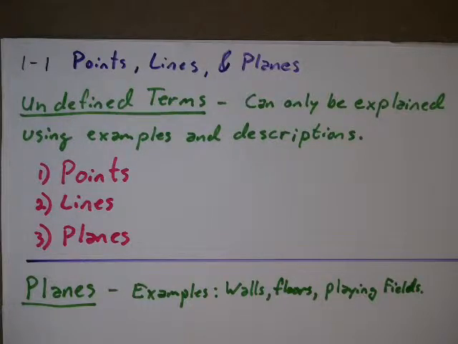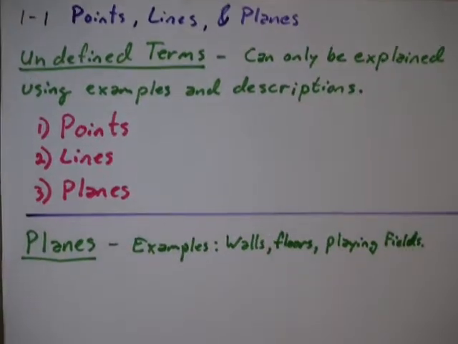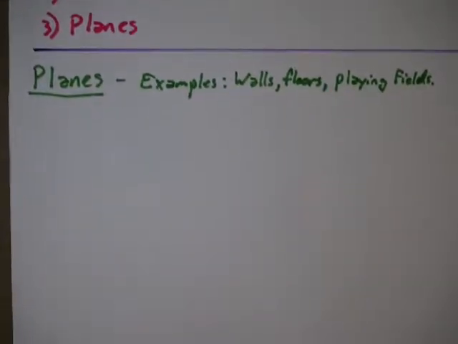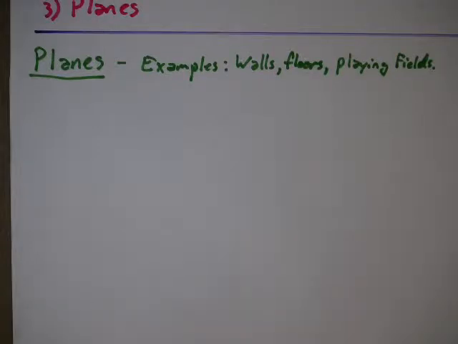I'm going to start at the largest one and move backwards to the smallest one. So the first thing we're going to talk about is what a plane is. Probably the easiest way to describe it is, in any common room, you have your walls, your floors, your ceilings. Those are all examples of planes. Even for those playing sports, your soccer fields, basketball courts, and ice rinks are all examples of planes. They're not perfect examples, but they are the best that we have.